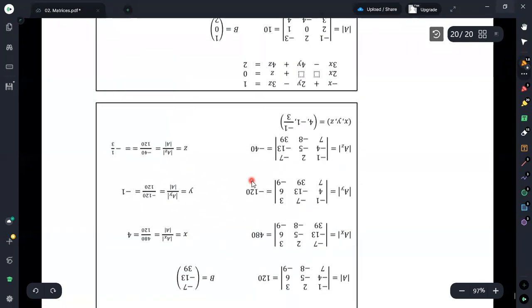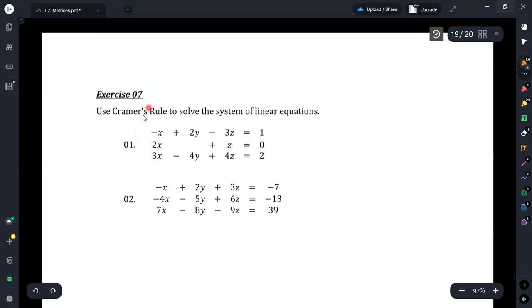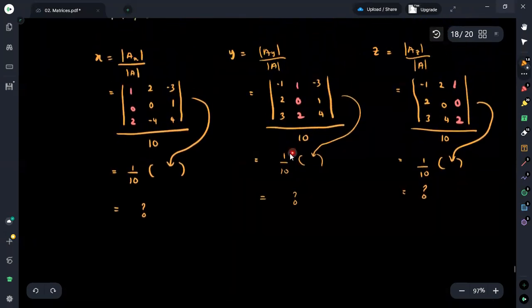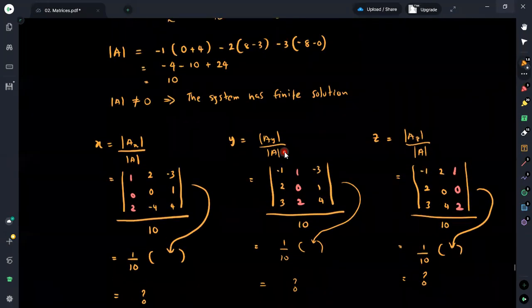I have included all these calculations here. You can refer to the last page for the solution of these two and try these calculations by yourselves as well.